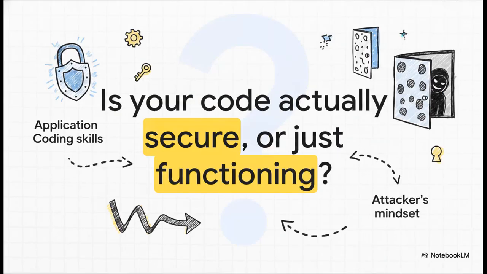So I want to leave you with a bit of a provocative question to wrap up this explainer. Is your code actually secure, or is it just functioning? Because as we've seen today, just functioning is exactly what an attacker is relying on. It is time to start adopting the attacker's mindset. Stop only building for that perfect happy path. Start actively hunting for those hidden doors yourself and empower yourself with the secure coding skills to lock them down for good.